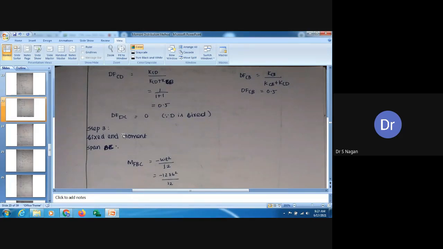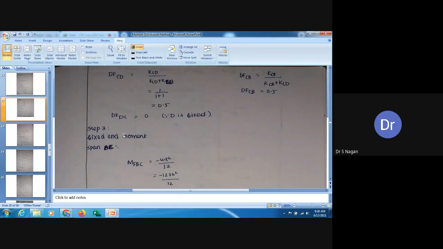So that will be minus 5 by 96 WL squared on the left side, plus 5 by 96 WL squared on the right side. And we may have a uniformly varying load of intensity, say Q at the right end and 0 at the left end. In that case, at the left end it will be minus QL squared by 30, and at the right end it will be QL squared by 20.